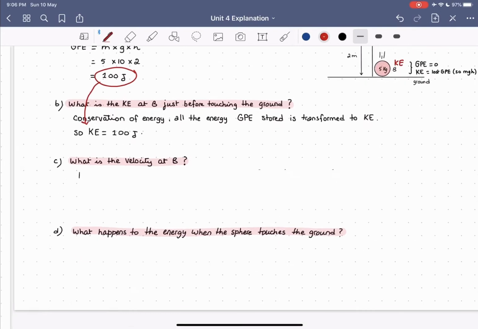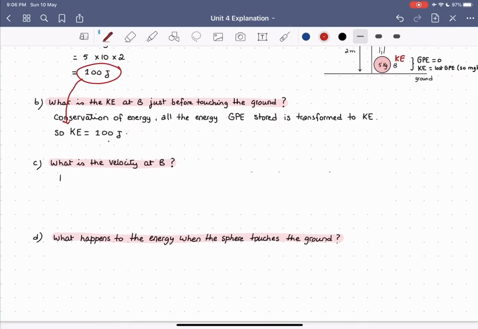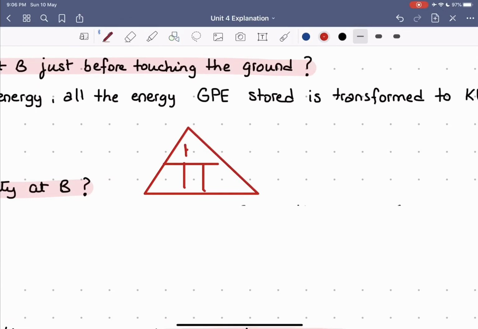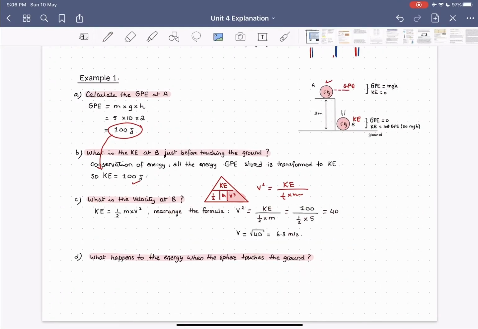So what is the velocity at B? Now that we have the KE and we have the mass, you can apply the rule. That's the triangle. You can apply the rule saying KE is half mass velocity squared. So let's get the velocity. Velocity squared is KE over half times mass. By doing a direct application, do not forget to square root the answer. You will get 6.3 meters per second.